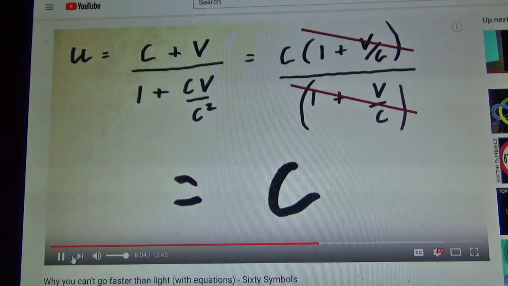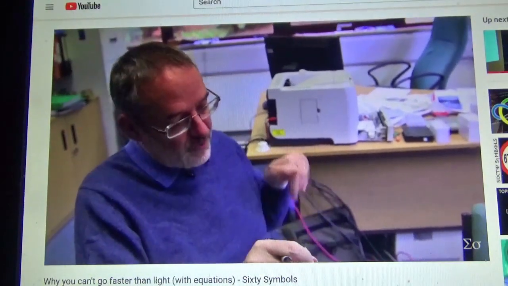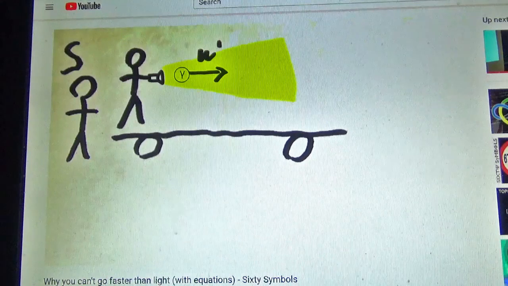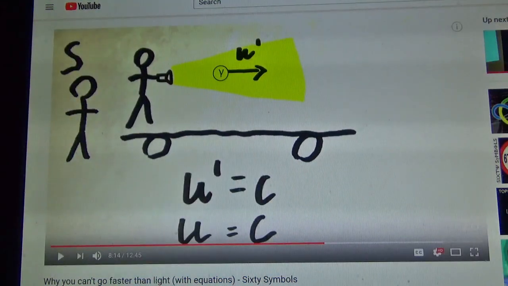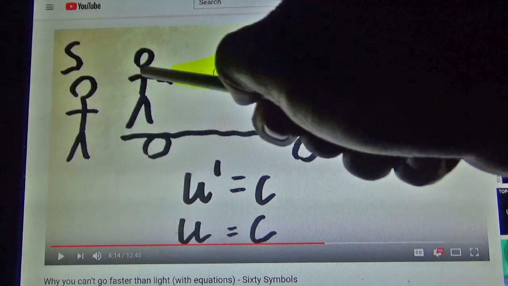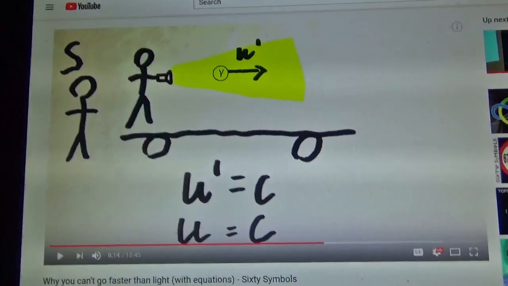What we've done here is said, okay, so there's a light beam, repeating what he's saying, the train at the speed of light. Now, if you're watching from beside the train, what speed do you see that light beam going at? The answer is still the speed of light. You haven't actually added to it. So, what has he done? This one's saying u prime is equal to c. This one's saying that u equals c.